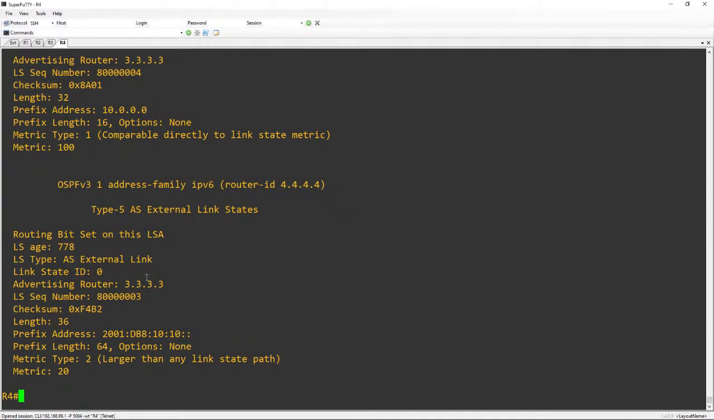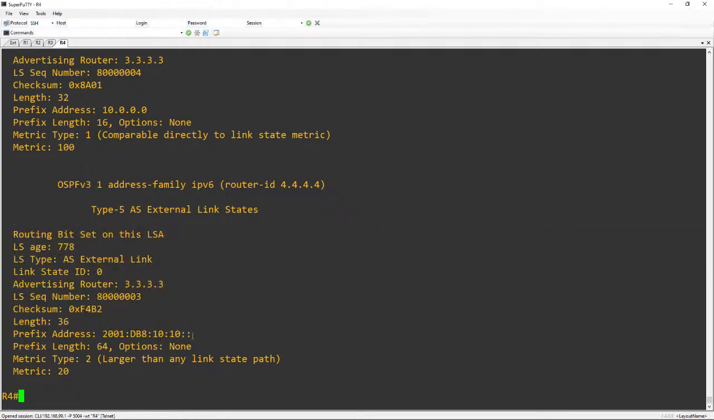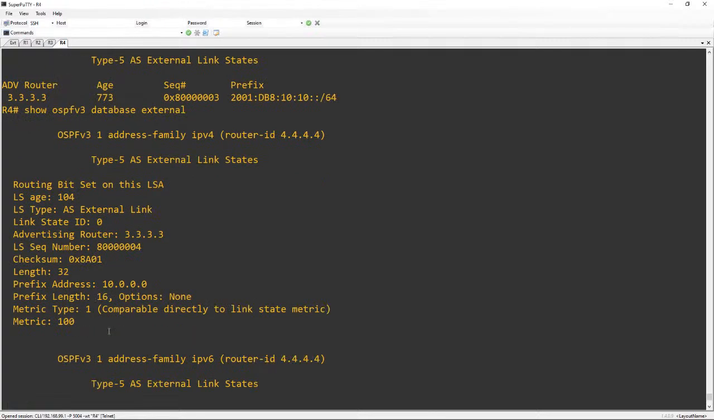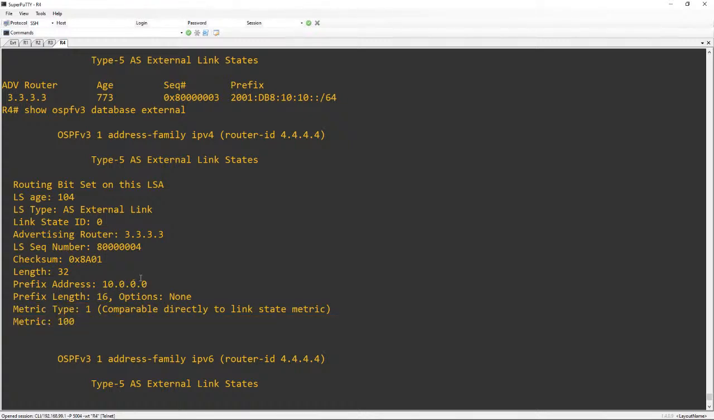So we can see right here, there's the V6 one as well. You notice it really pretty much looks the same, right? The format is the same. The only difference is we have a V6 prefix represented instead of a V4 prefix. But here's the destination, here's the prefix length. Now it's coming in as a type 1 and a metric of 100.